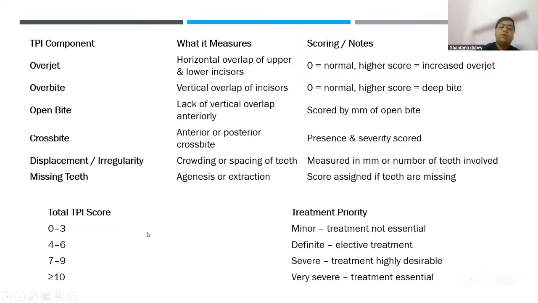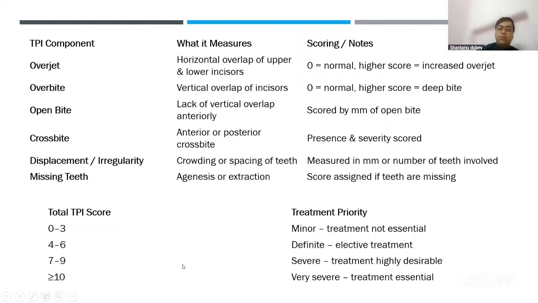So ultimately, what the question will mostly have is that they will give you a total TPI score and they'll ask you what do you think about the treatment need. Okay, so the most important table is here at the bottom: 0 to 3, 4 to 6, 7 to 9, more than 10. Okay, 0 to 3 minor, 4 to 6 of course definitive, 7 to 9 and more than 10.